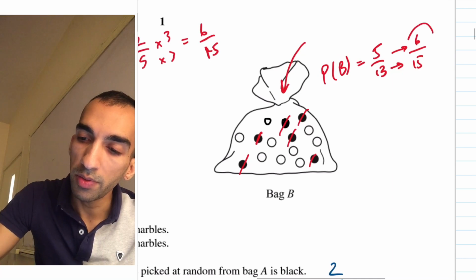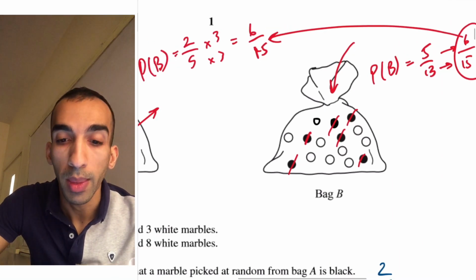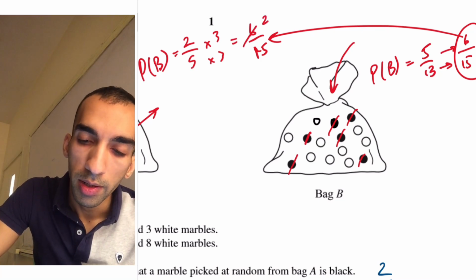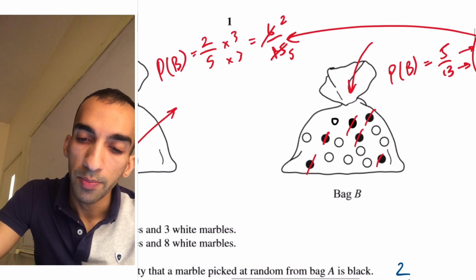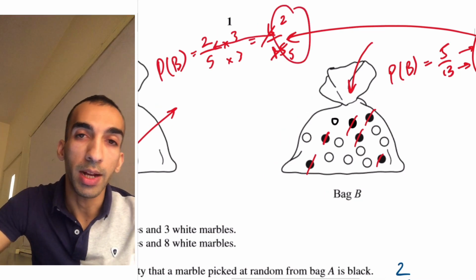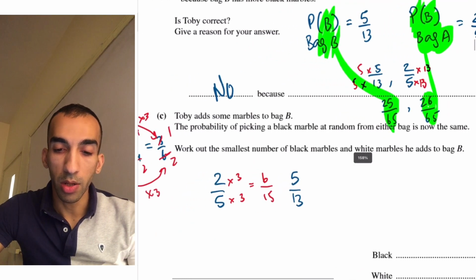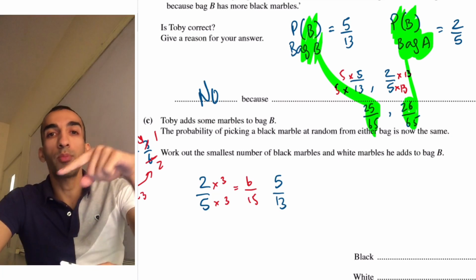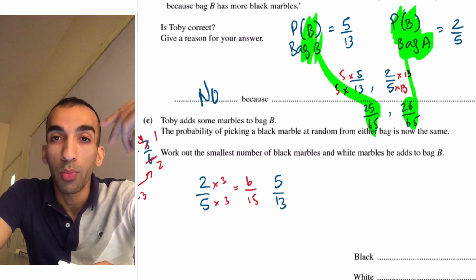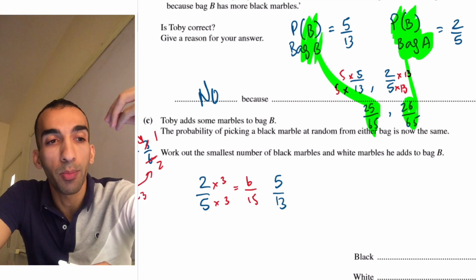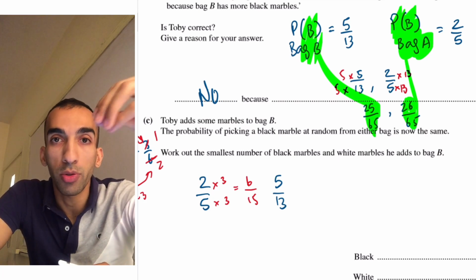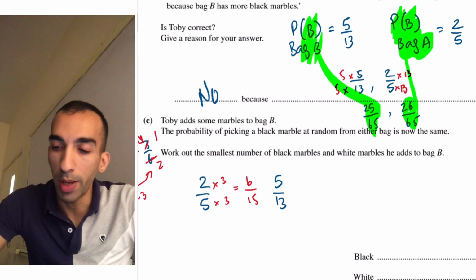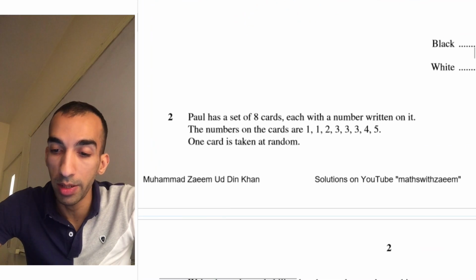6 by 15. Now 6 by 15 is that same magic number that we were aiming for. Why? Because if we simplify this by 3, we get 2, and 3 5s are 15. That's the same number that we had over here. So that's exactly what they're asking. Work out the smallest number of black and white marbles that you can add to bag B so that it has the same probability now as bag A. Probability of what? Probability of being able to select a black marble. And the probability of selecting a black marble from bag A was 2 by 5. So we had to add a certain number of marbles to bag B so that the probability comes out to be the same, and it just did.